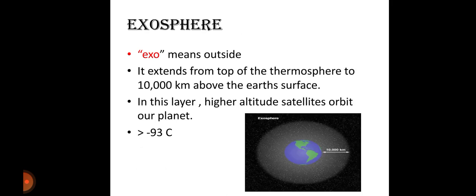The last layer is exosphere. Exo means outside. In this layer, atoms and molecules escape into space. It extends from top of the thermosphere to 10,000 km above the Earth's surface. In this layer, higher altitude satellites orbit our planet. Its temperature range is greater than minus 93 degrees Celsius.